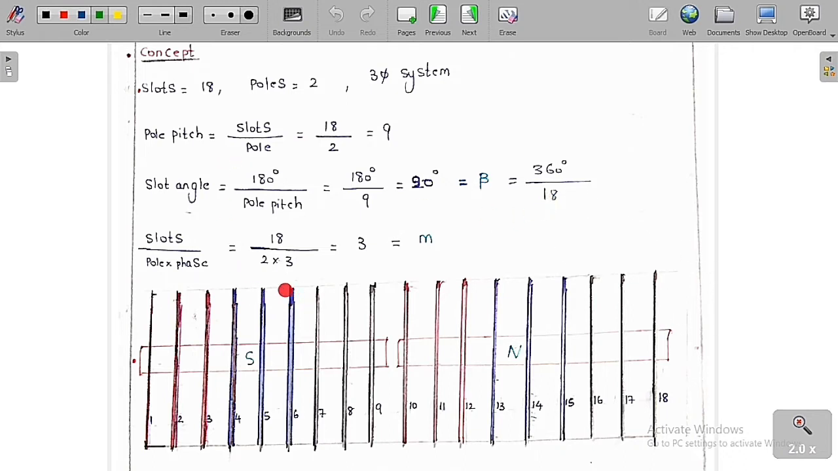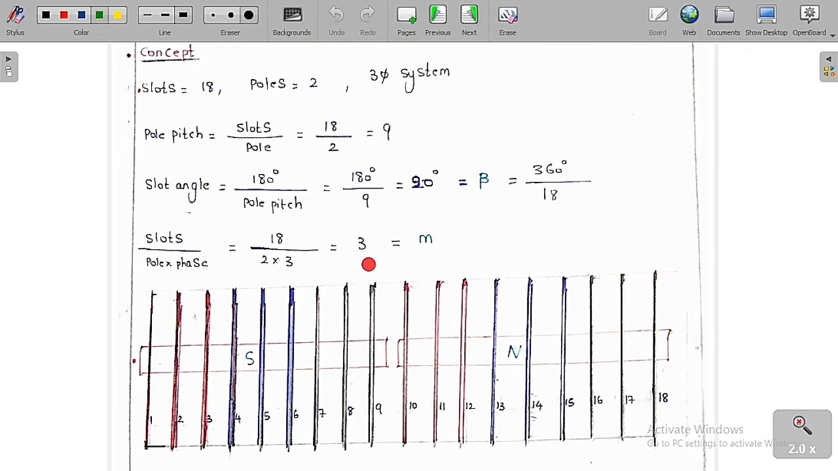Then what is the slots per pole per phase? Slots per pole per phase means in one pole per phase, how many slots are assigned for one phase? The total number of slots is 18 and the total number of poles is 2, and it's a three-phase system. So 18 by 2 into 3 means simply we are going to get 3, because 18 by 6 is 3.